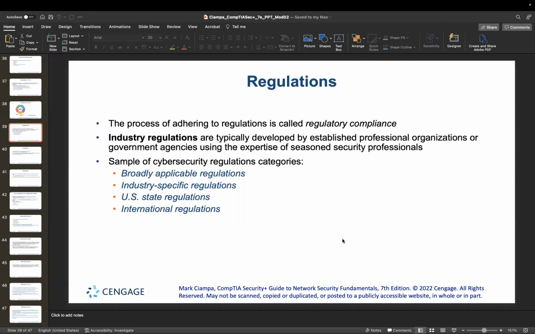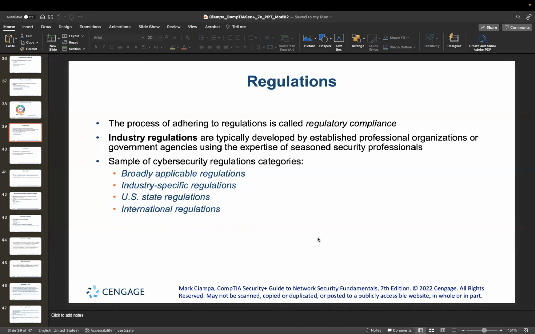So then we come down to regulations. Obviously, like any other type of regulation, the process of adhering to regulation is called compliance. And you always hear that from security specialists that, hey, you're not in compliance with NIST controls. Hey, you're not in compliance with TSA controls, right? So industrial regulations are typically developed by established professional organizations or government agencies using the expertise of seasoned security professionals.